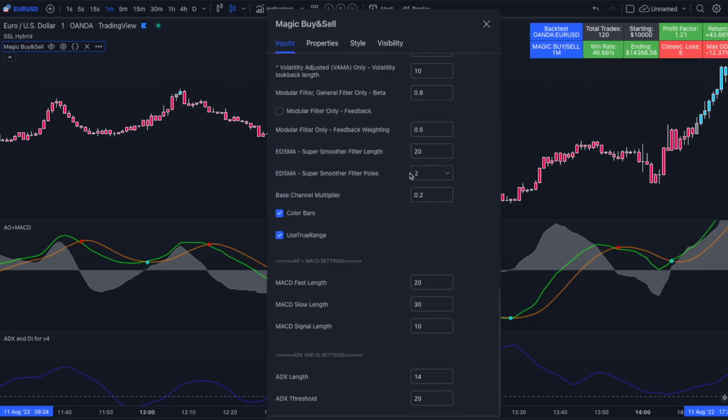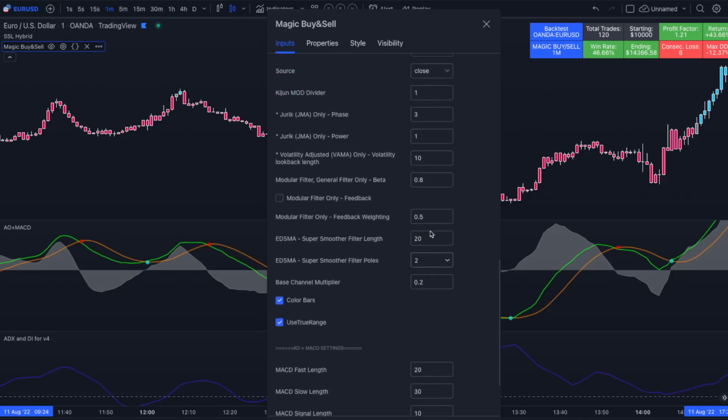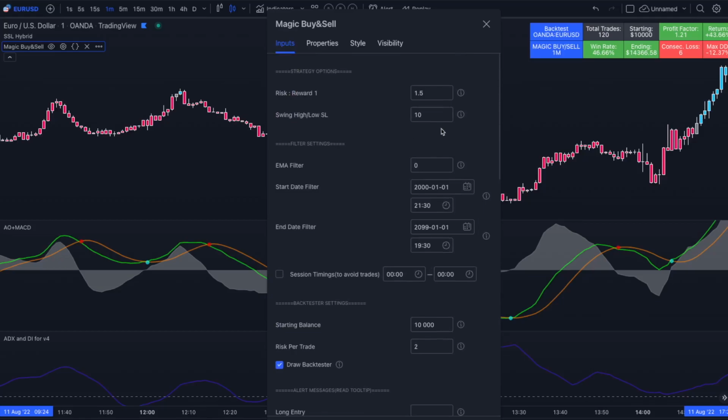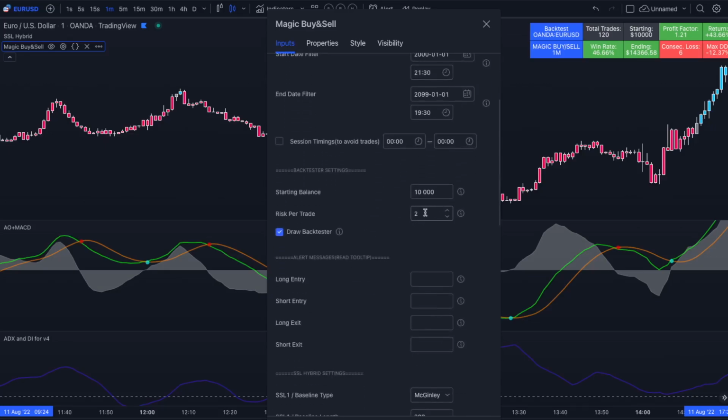All the other conditions, all the other settings of the AO and the ADX, they are still the same like in pretty much Tradeiq's video. The only thing I modified was the risk-to-reward ratio and where we are placing our stop loss. Yeah, that's basically it, and we're risking 2% per trade.